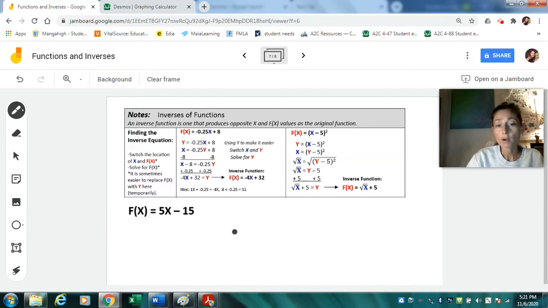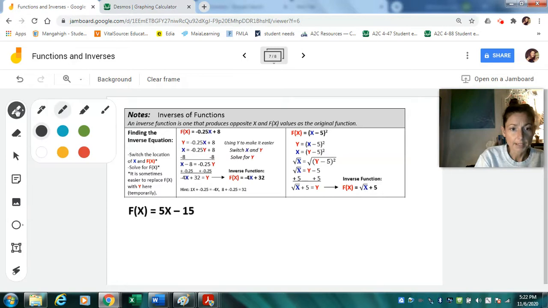So when you are finding an inverse equation, the steps are pretty simple. So I usually like to use y instead of f of x. It's just easier when you're moving it around, so it's not so many letters. So I'm going to just use y instead of f of x here.